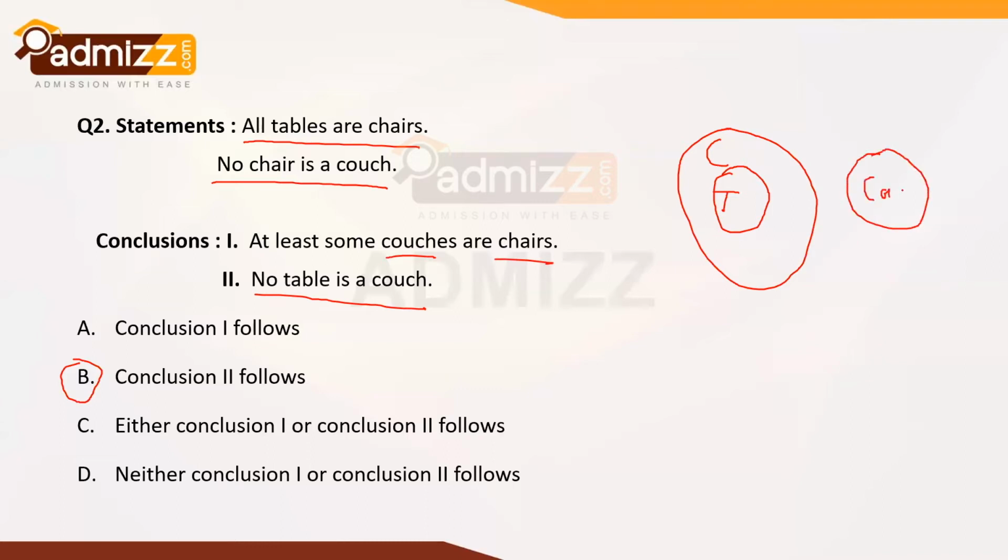This is couch, right? And from this, what we can see is that table and couch are also disjoint because table resides within chairs, right? Does that make sense to everyone?